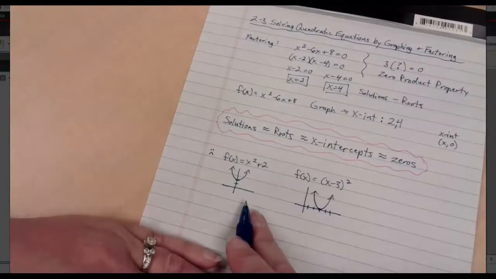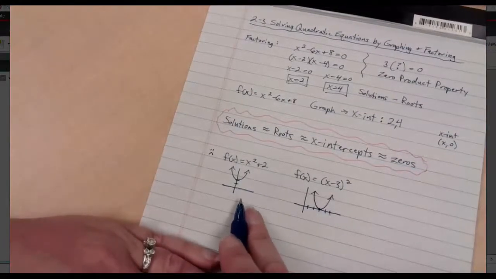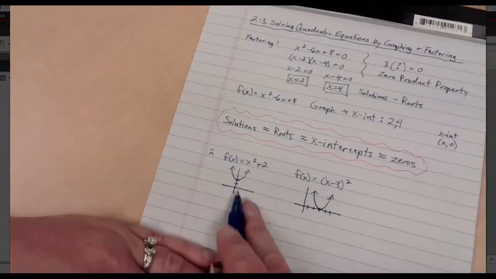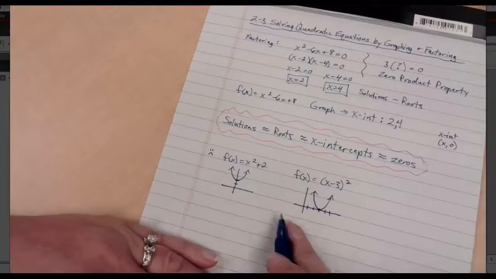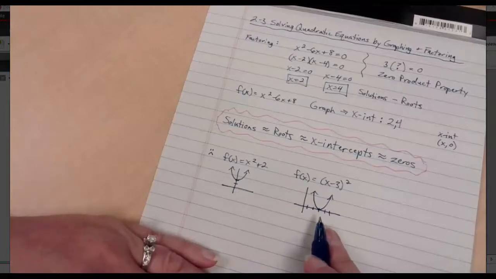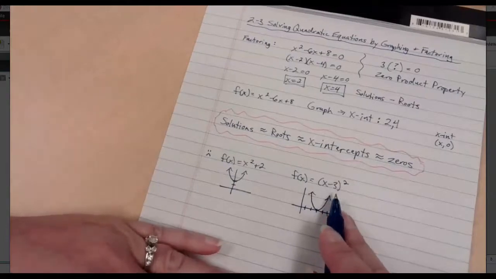Is this one as bad as this one? Because this one said that I can't find any answers through these means because it doesn't hit the axis at all. This does hit the x-axis, correct? It hits it at 3. And if you think about this, this actually is factored.